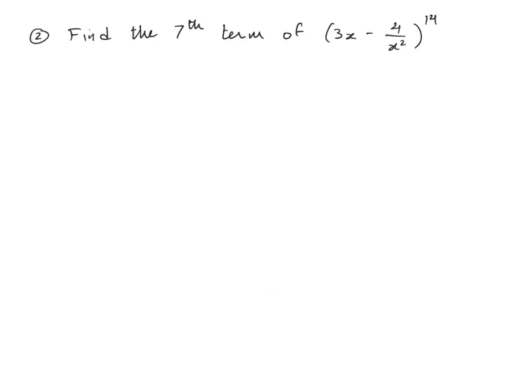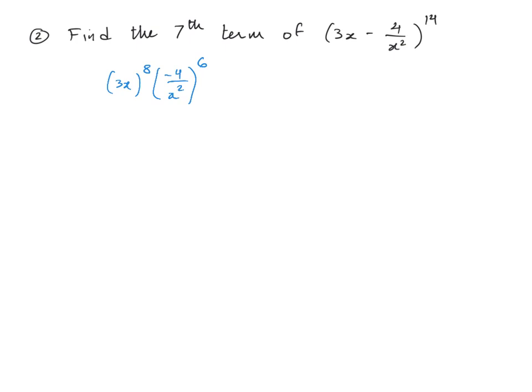Okay, find the seventh term of this binomial expansion. Now remember, the first term of the binomial expansion has all 14, 3 to the x to the 14th, and then nothing from negative 4 over x squared. So the seventh term will have 8 of these and 6 of these. So you got to be a little careful with that. So we're going to have (3x) raised to the 8th, and then negative 4 over x squared raised to the 6th, because 14, 13, 12, 11, 10, 9, 8, that's the seventh term.